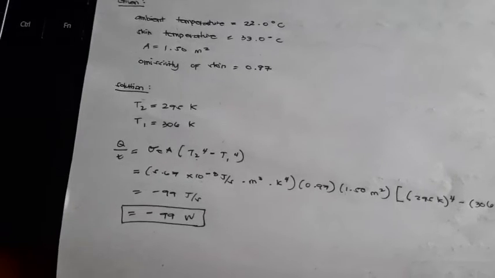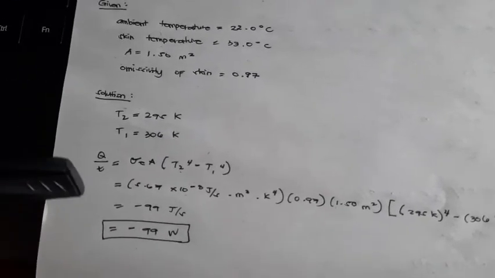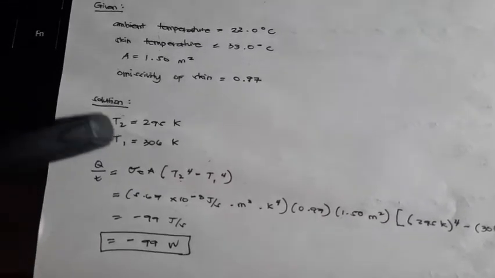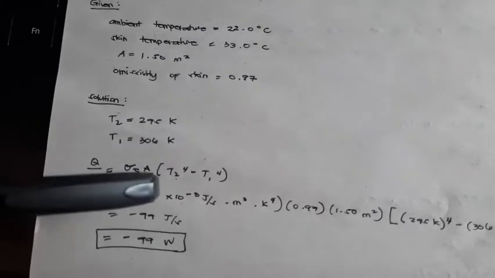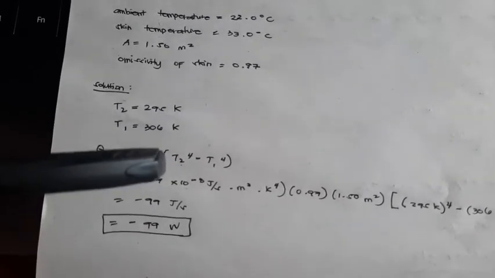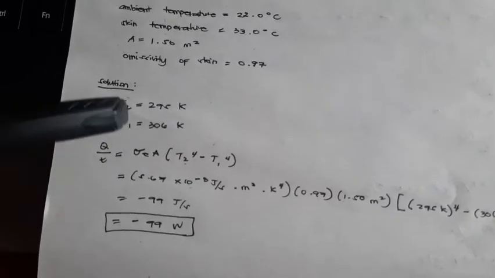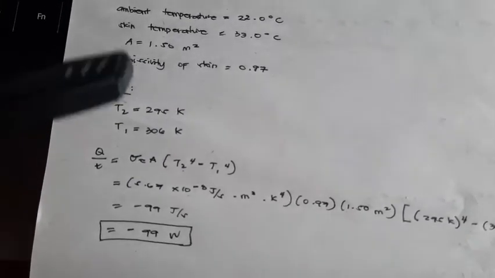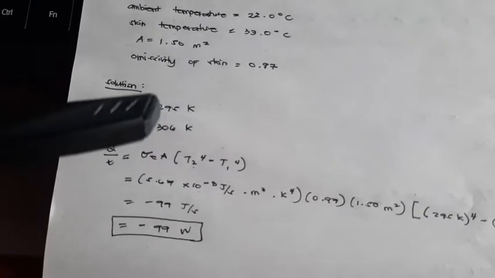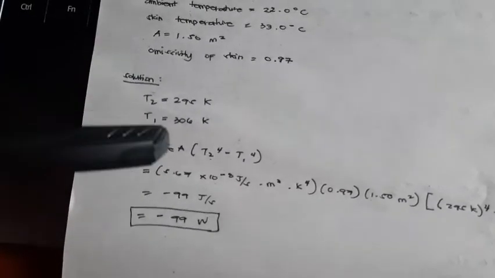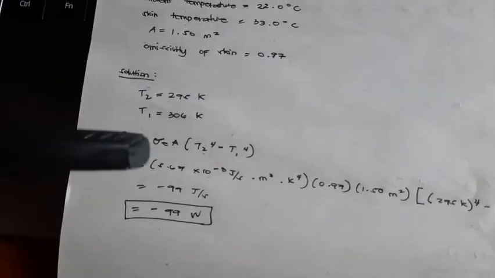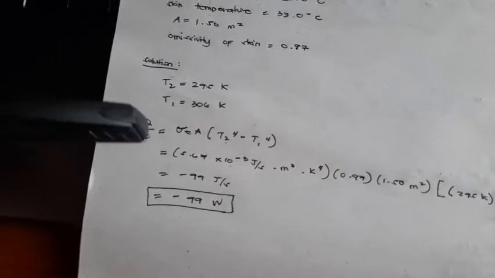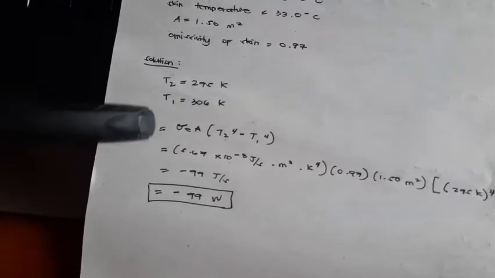So let's proceed. Q over T is equal to sigma eA times T2 raised to the 4th power minus T1 raised to the 4th power, where e is the emissivity of the object alone. In other words, it doesn't matter whether the surroundings are white, gray, or black. The balanced radiation into and out of the object depends on how well it emits the absorbed radiation. The quantity P net is positive when the heat transfer is from hot to cold.